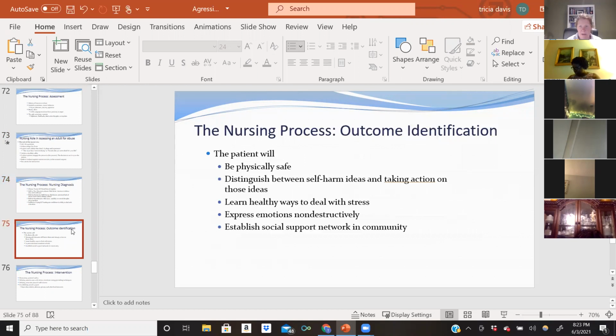So what outcomes would we expect to see? Well, we know that the patient will be physically safe. They're not going to be around anyone who's going to harm them or hurt them. The patient will be able to distinguish between self-harm ideas and actually taking action on those ideas. They will learn healthy ways to deal with stress. They're going to be able to express their emotions non-destructively. And then they're going to establish a social support network in the community that can help support their needs.